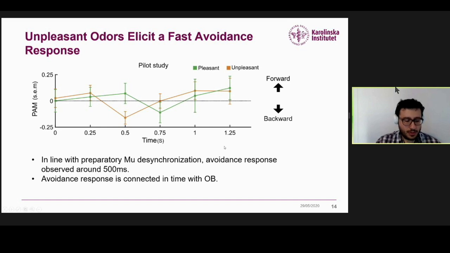And this is what we found. On this graph, the vertical axis is posterior-anterior movement, where the negative values can be interpreted as backward motion, and the positive values can be interpreted as forward motion. So in line with the timing of mu desynchronization, we see around 500 milliseconds a backward motion or avoidance response for unpleasant but not pleasant odors. So this avoidance response can be linked to the olfactory bulb with time.